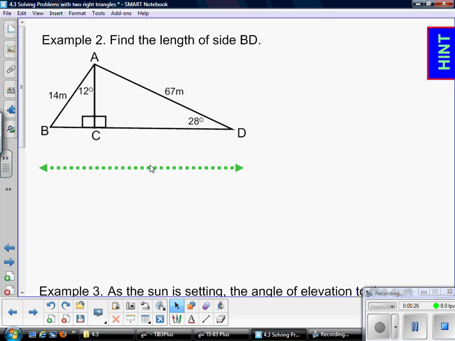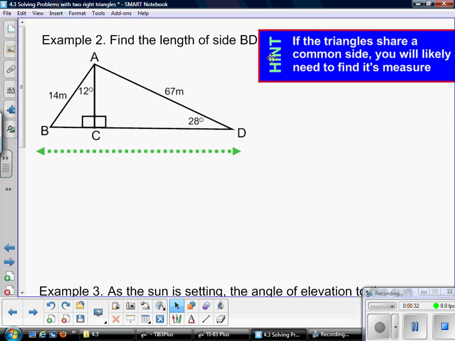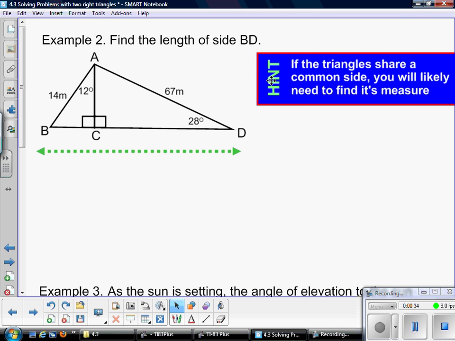Now, you can see to the side I have a hint. The hint might work for this one and it might not. So let's see. It says, if the triangles share a common side, you would likely need to find its measure. Well, the common side is AC, so I might have to find that. I'm not sure. Now, this does create one large triangle, but the large triangle here is not a right angle triangle. The large triangle is made up of two smaller ones.